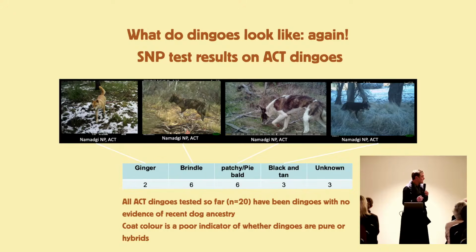But I'm going to get back to this about what dingoes look like, and these are animals that Kylie's tested, all from the ACT. And there's this classic yellow one, there's a brindle one, and there's a patchy one, and a black and tan one. And, what did you find, Kylie? What were your test results? They're all dingoes? Yeah, okay. And they're just a whole range of colours. So when you look at it, you don't ignore the colour. Look at the shape.